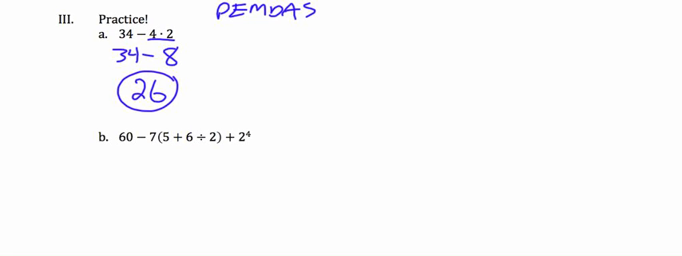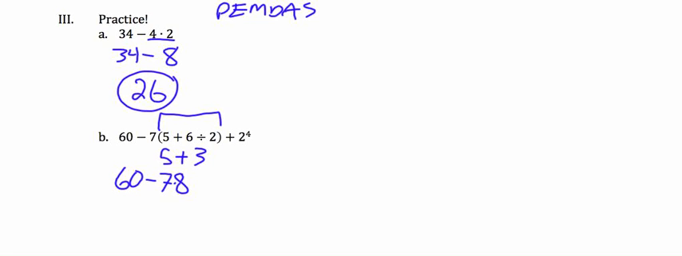So here, I do see parentheses. So that means I need to simplify this down just to one number first. And I still need to follow order of operations in there. So I need to do 6 divided by 2 first and get 3, and then I need to do 5 plus 3, which is 8. So now I've got 60 minus 7 times 8, okay?